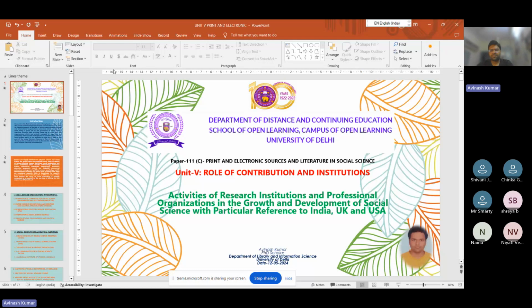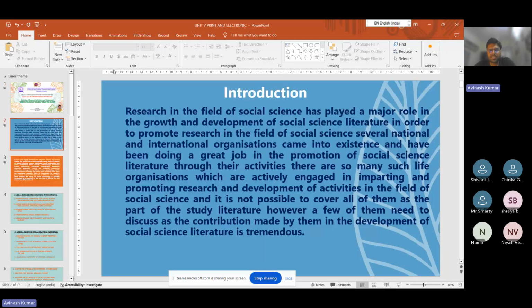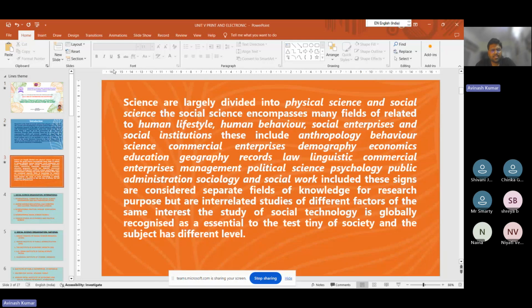You can see that research in the field of social science has played a major role in the growth and development of social science literature. In order to promote research in the field of social science, several national and international organizations came into existence. This is the introduction part of social science.